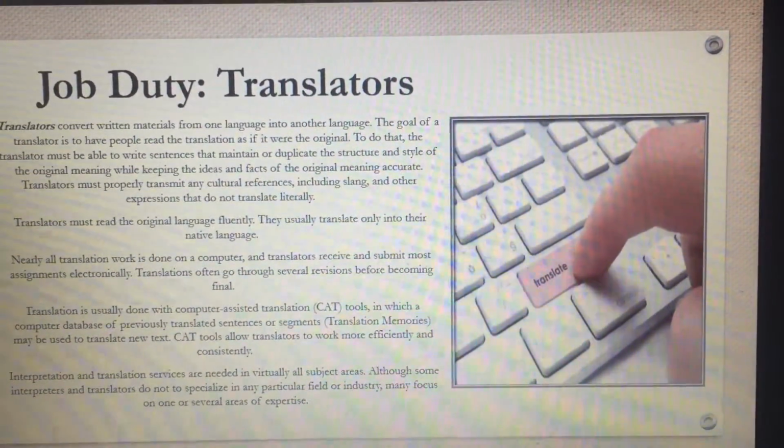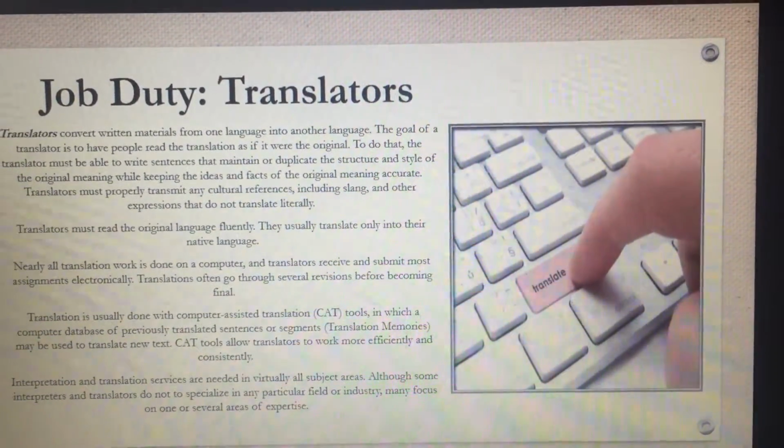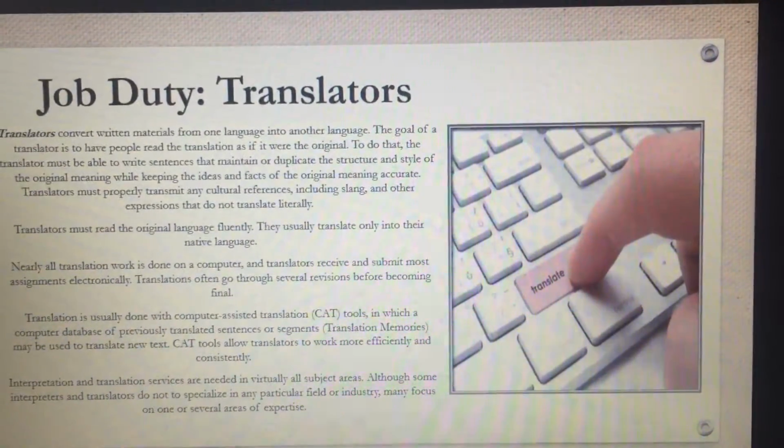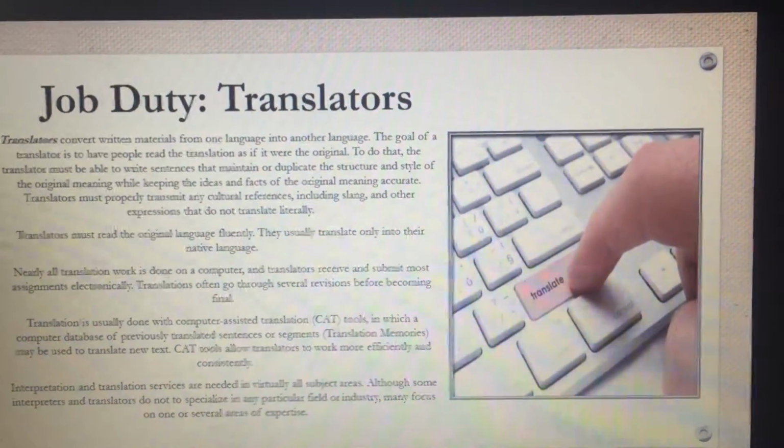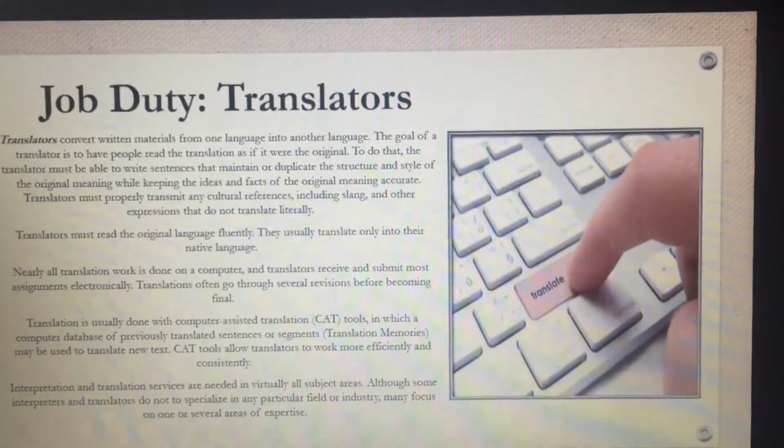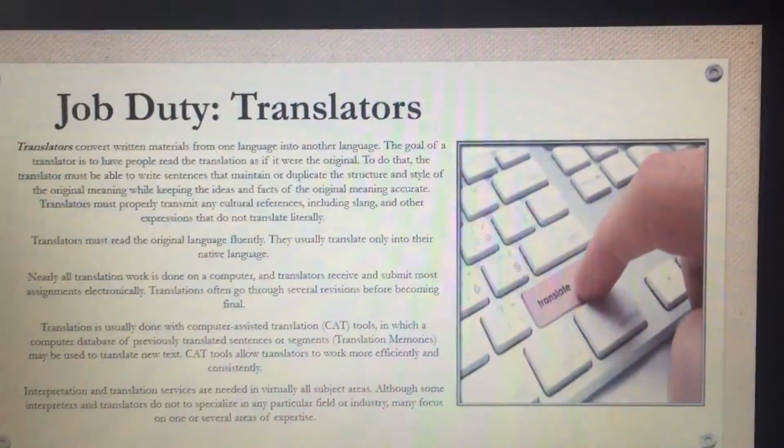Interpretation and translation services are needed in virtually all subject areas, although some interpreters and translators do not specialize in any particular field or industry. Many focus on one or several areas of expertise.